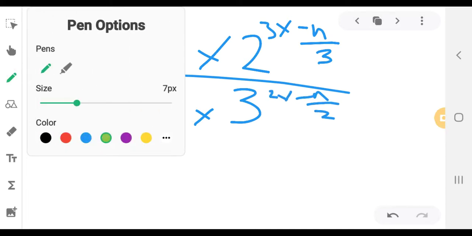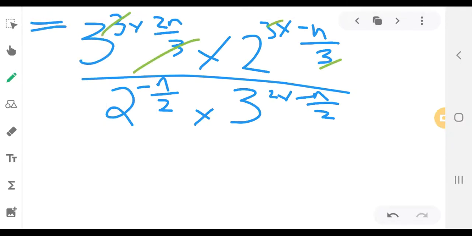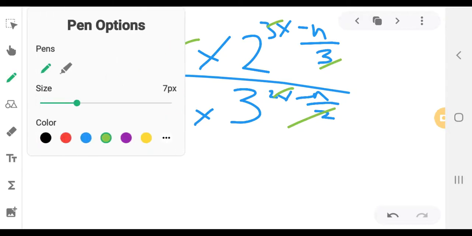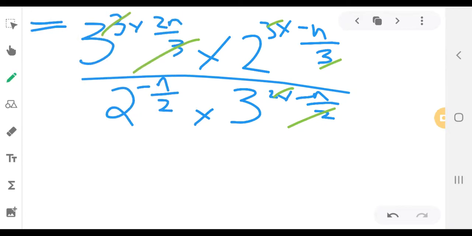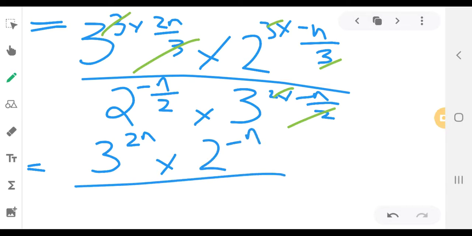Then we are going to cancel the powers and we are going to get 3 raised to 2n multiply by 2 raised to minus n upon 3, divided by 2 raised to minus n upon 2 multiply by 3 raised to minus n. Moving on, after cancelling and subtracting both, we are going to get this value.